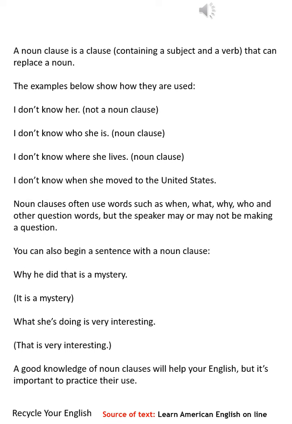Noun clauses often use words such as when, what, why, who and other question words, but the speaker may or may not be making a question.